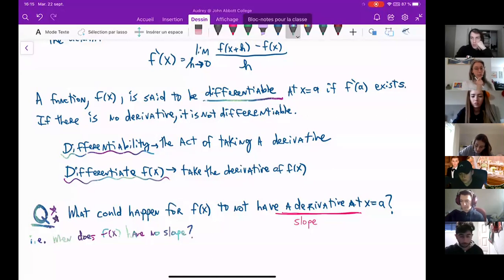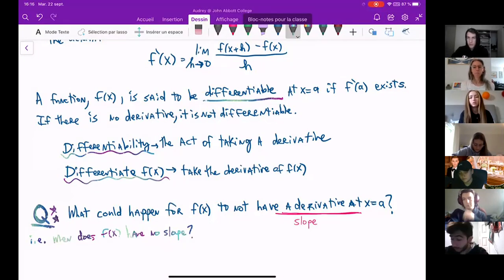Infinity, that's actually really interesting, and that is one of the answers. So this infinity could happen, an asymptote. It could also happen when there's an empty point, so the function doesn't exist there.